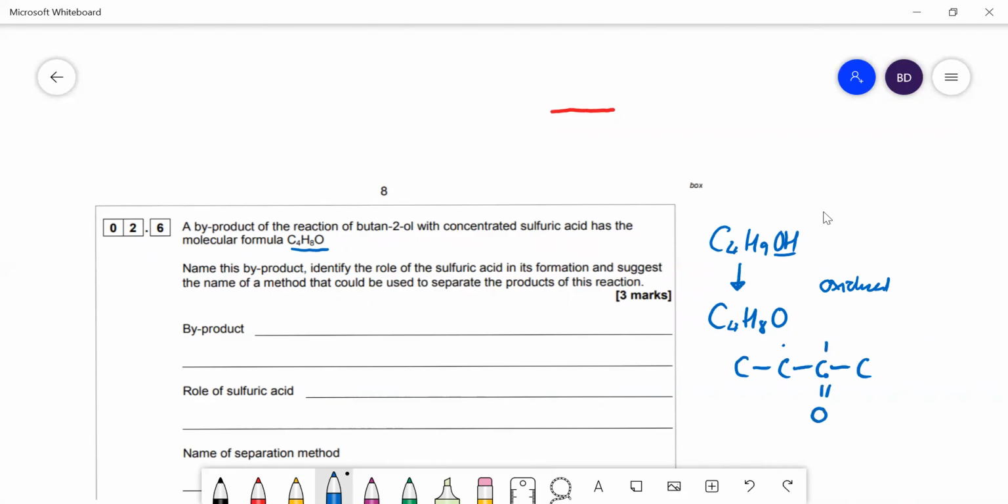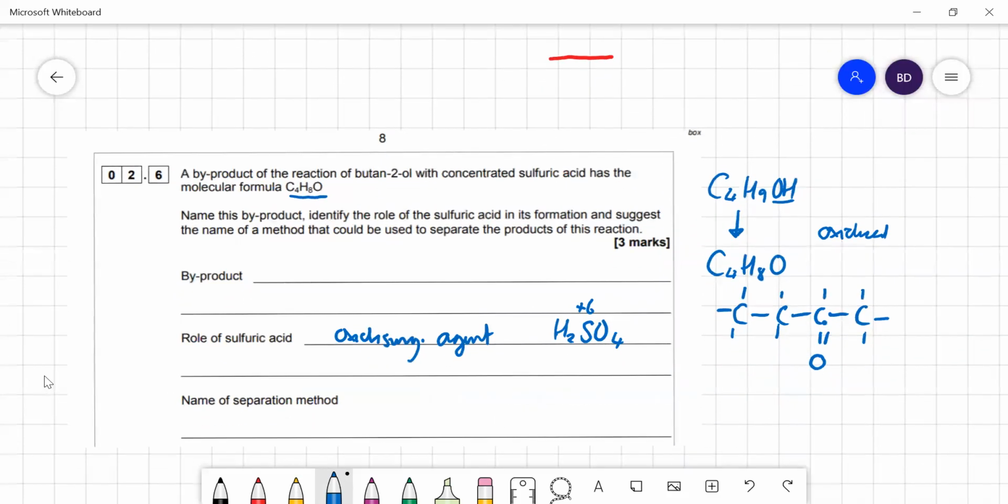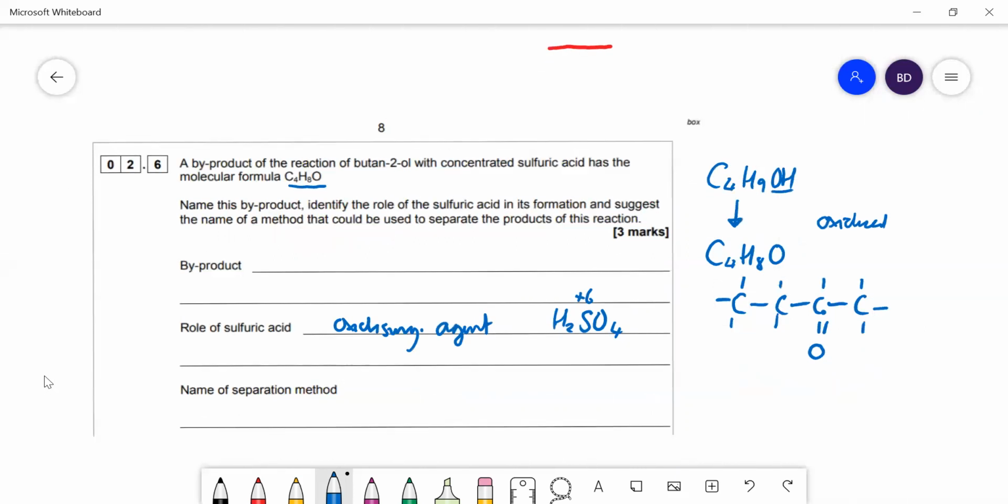Now, how has the sulfuric acid managed to do that? Well, we have come across sulfuric acid acting as an oxidizing agent when it reacts with halides. Because the oxidation number of sulfur there is +6, so it's quite high, so it can oxidize things. Now, how could you separate the products of this reaction? Well, these are all ketones and alcohol and alkenes. So it's a liquid at room temperature, so you're going to use fractional distillation to separate it.